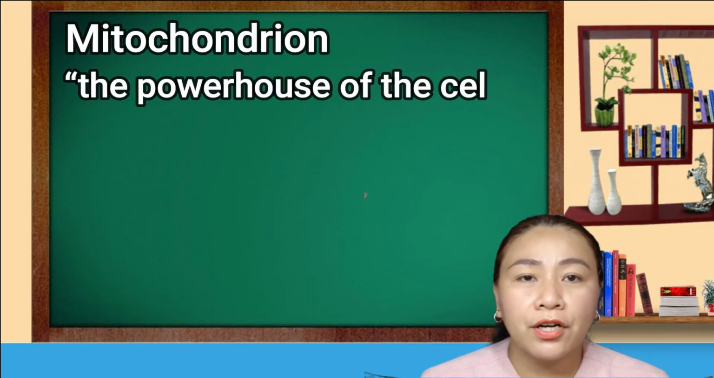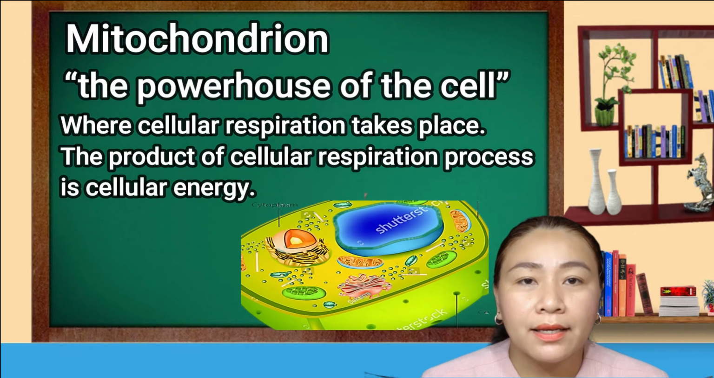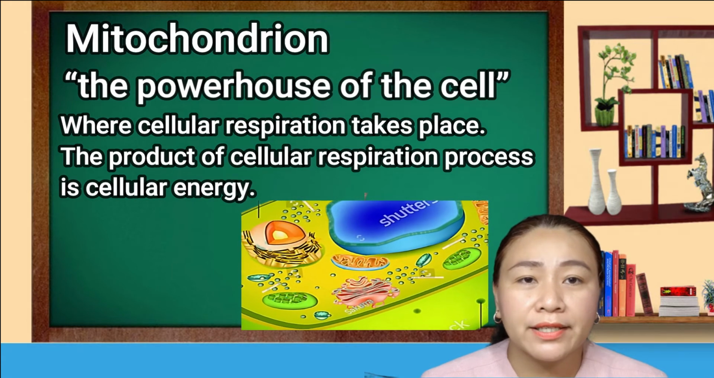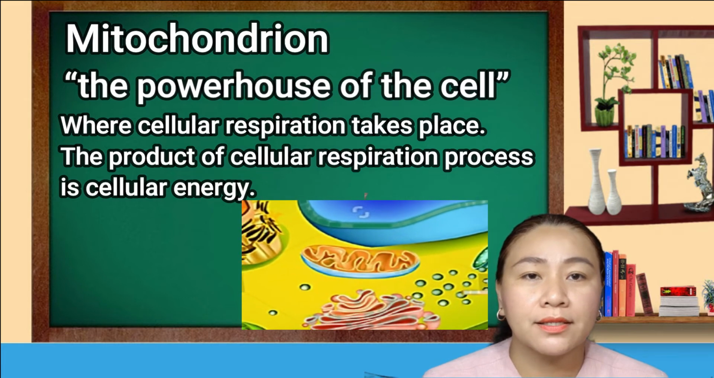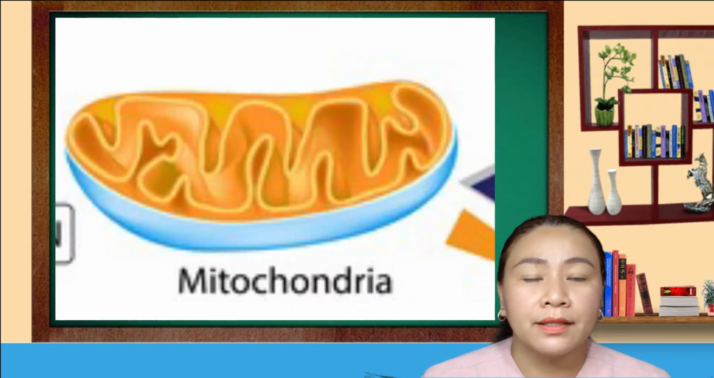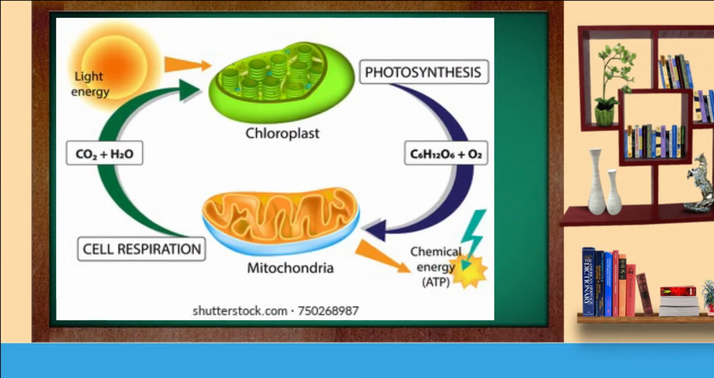Mitochondrion. Mitochondrion, also known as the powerhouse of the cell, is where cellular respiration takes place. The product of the cellular respiration process is cellular energy. The cellular energy is used by the other parts of the cell.